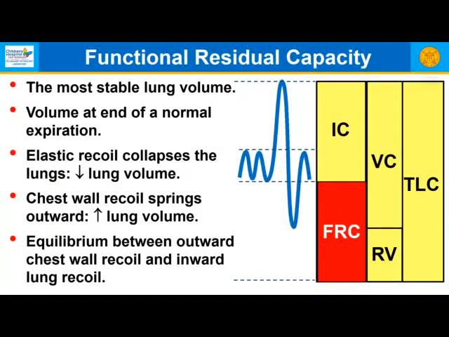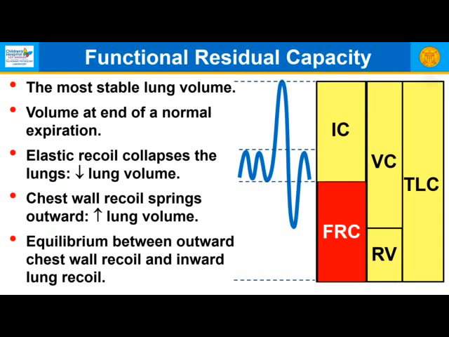So functional residual capacity is shown here. Functional residual capacity is the total volume of air in the lungs at the end of a normal exhalation. So you're sitting here, breathing in, breathing out. The amount of air in your lungs at the end of a normal exhalation is functional residual capacity, or FRC. It's the most stable lung volume, and the reason is it's determined physiologically.